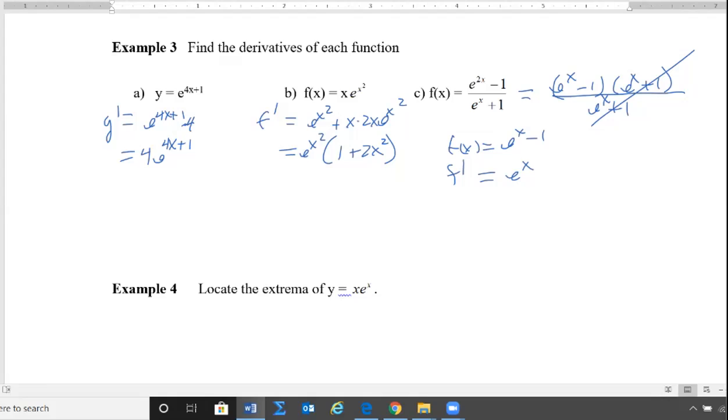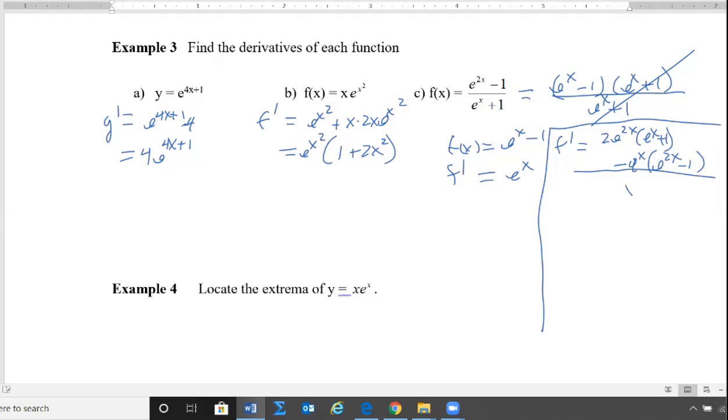The other way that you could try it is if you didn't notice this, then you would have to differentiate the numerator. So f prime would be a 2 e to the 2x times the denominator minus the derivative of the denominator times the numerator, all divided by e to the x plus 1 squared.